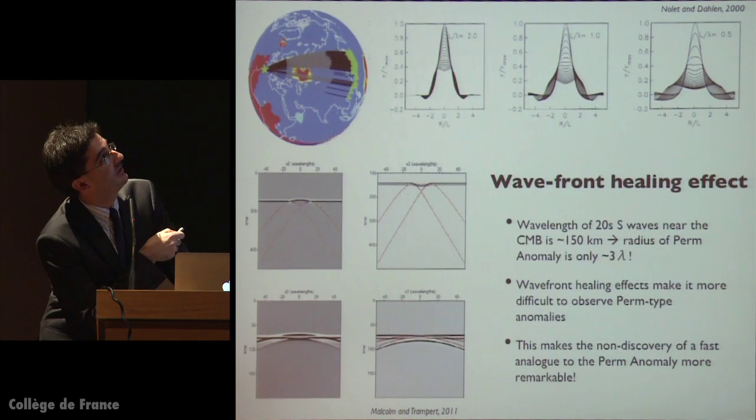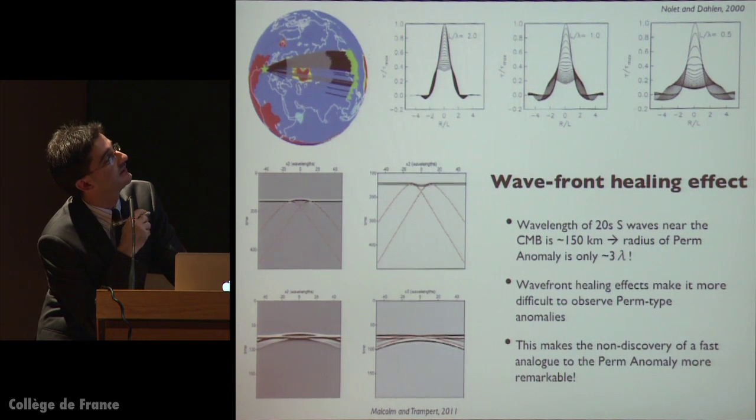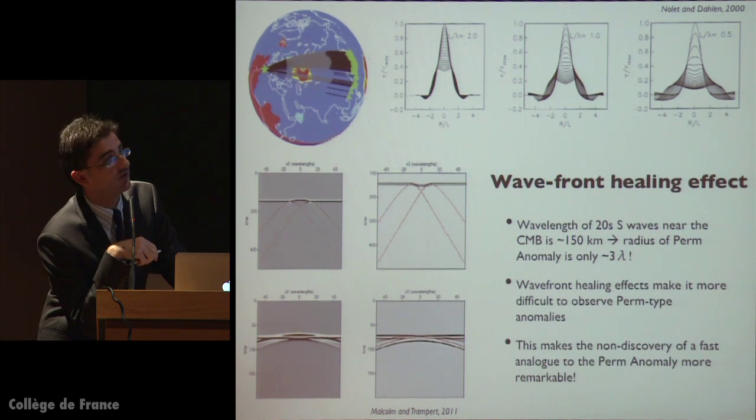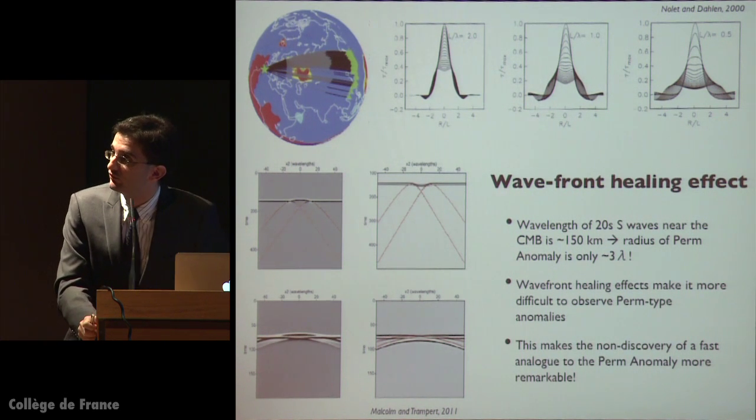Okay, so this anomaly is so small, in fact, that we might want to consider wavefront healing effects and be a little concerned about it. The wavelength of 20-second S waves near the core mantle boundary is about 150 kilometers. This perm anomaly's radius is only about 3 times the wavelength.